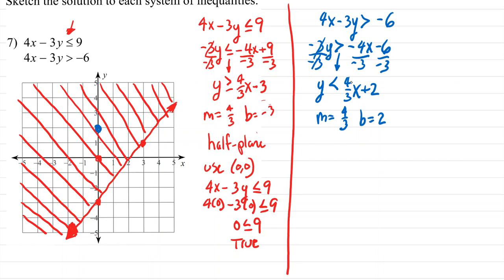Now we come over here and we see that our slope is a positive 4/3, so we're going to go up 4 units and to the right 3 units. But notice when we try to do that, 1, 2, 3, we got a problem. We can't go 4. So we ran out of room.